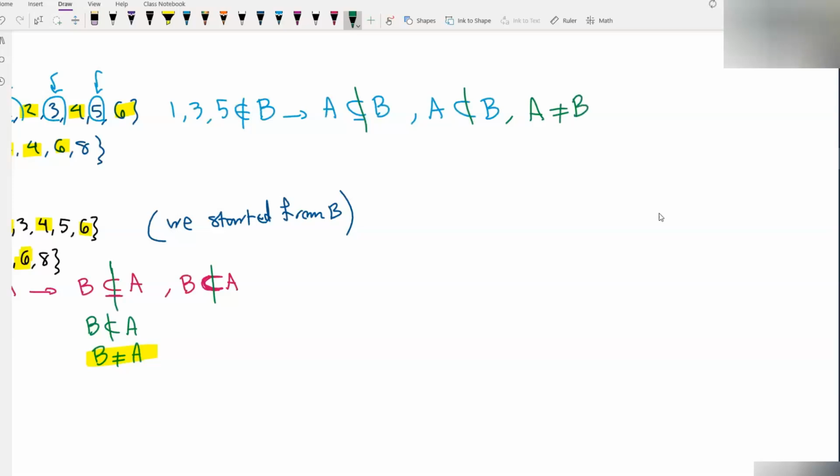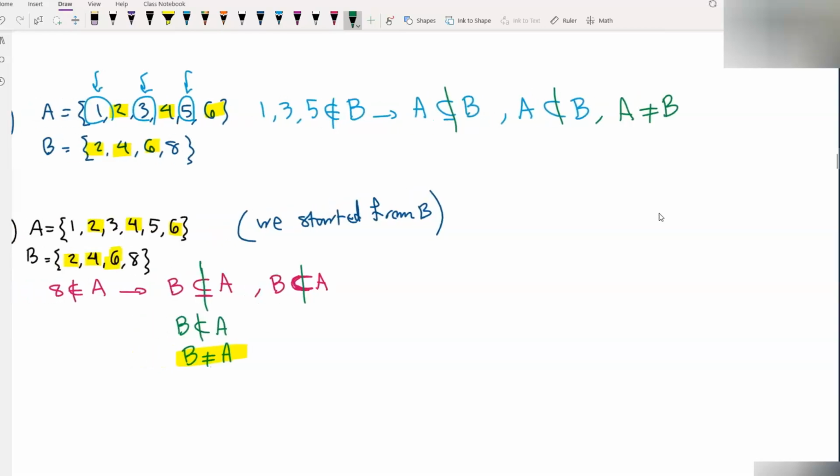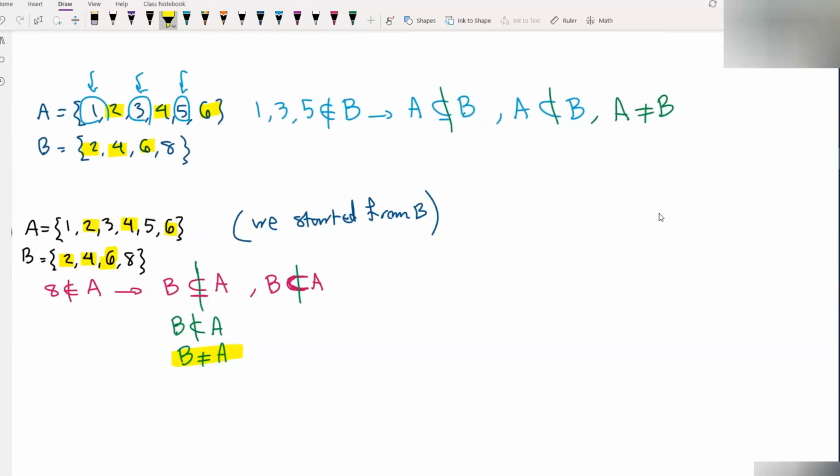So it's the same. These two are exactly the same thing. It doesn't matter which one goes first. B is not equal to A is exactly the same as A is not equal to B. So that is the answer for part G.